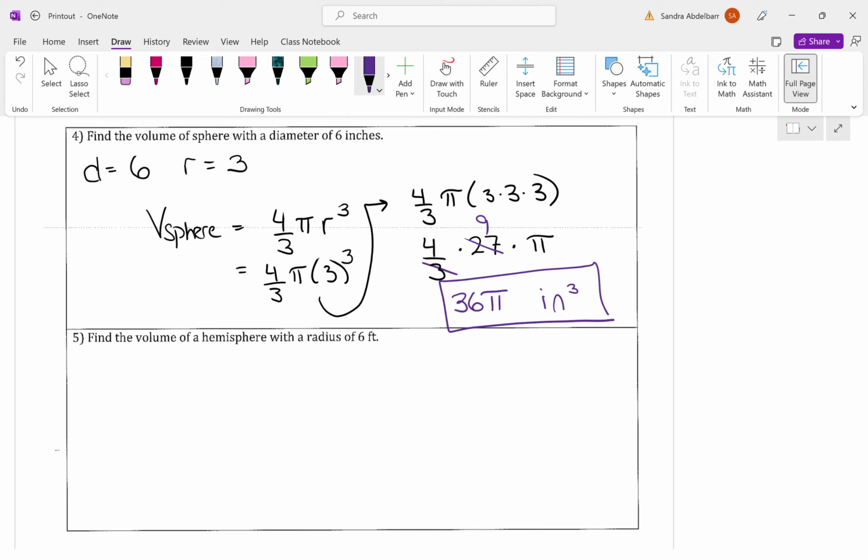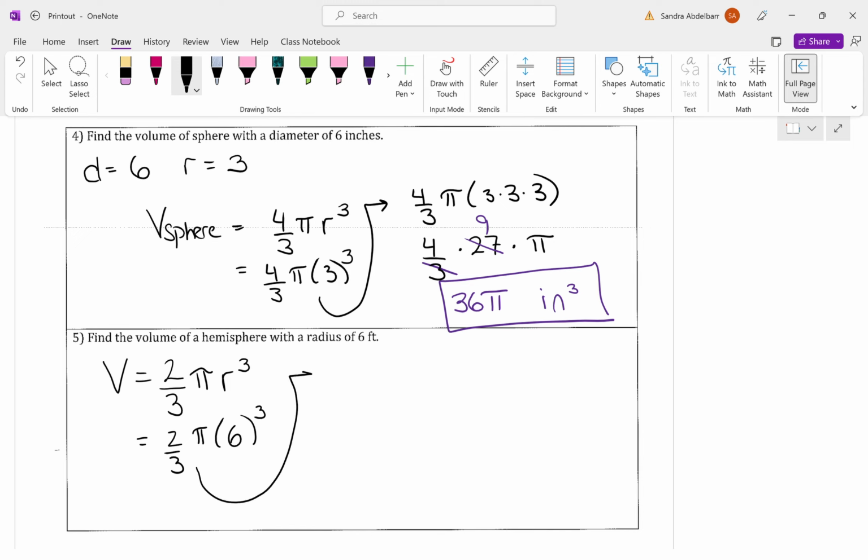All right, find the volume of a hemisphere. Well, the formula for the volume of a hemisphere is 2/3 pi r cubed. So now we're going to plug in. We have 2/3 pi 6 cubed. 6 cubed is not 18. It is 6 times 6 times 6.